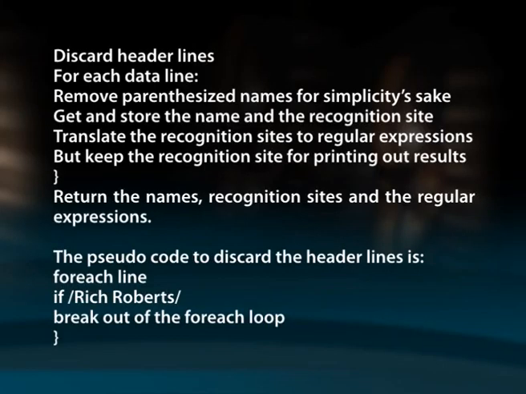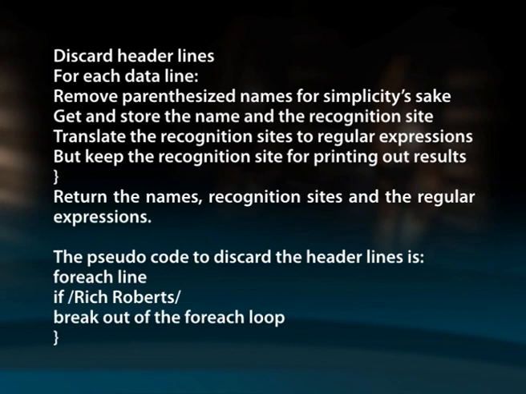Our first task is to read the file and get the names and recognition site or recognition sites for each enzyme. To simplify, we discard the parenthesized enzyme names. The procedure is: discard header lines, and for each data line remove parenthesized names for simplicity's sake, get and store the name and the recognition site. Translate the recognition sites to regular expressions but keep the recognition site for printing out results. Then return the names, recognition sites and the regular expressions.